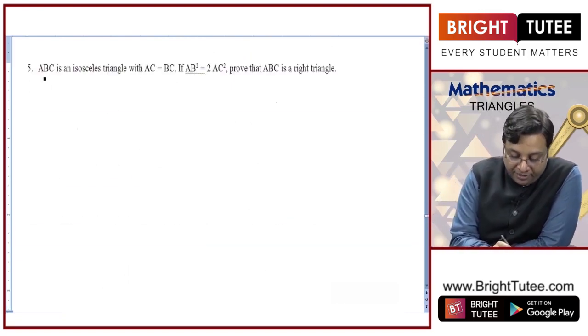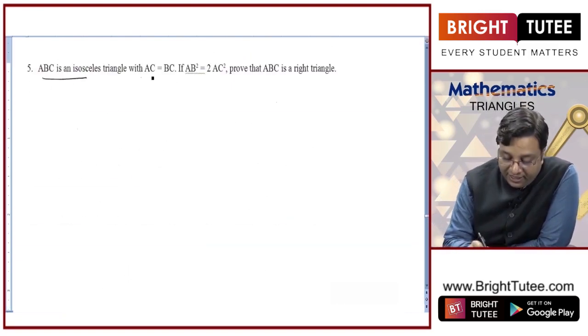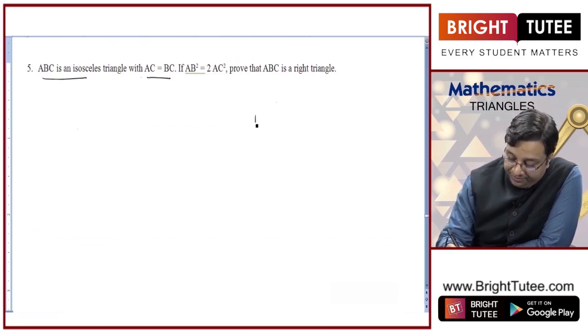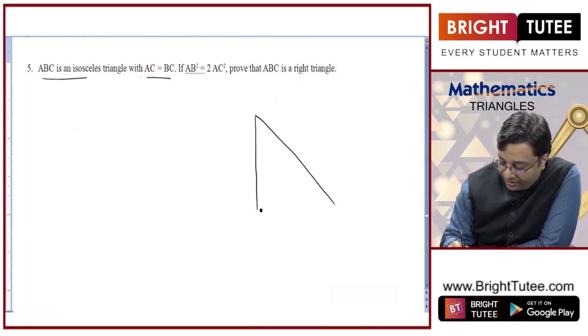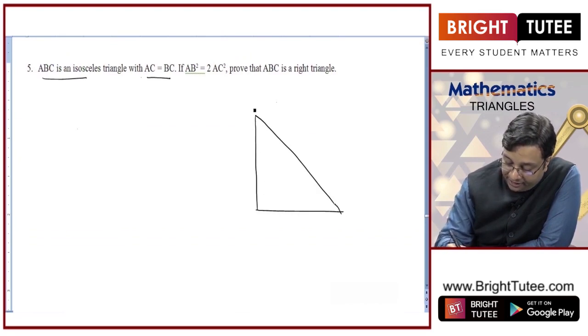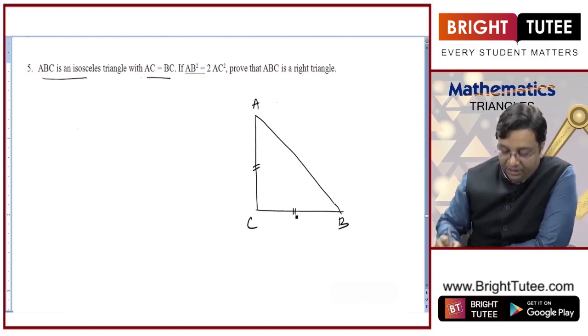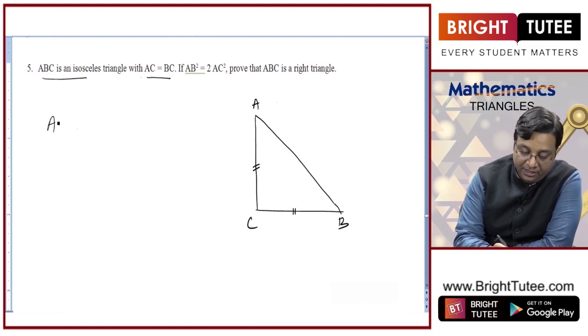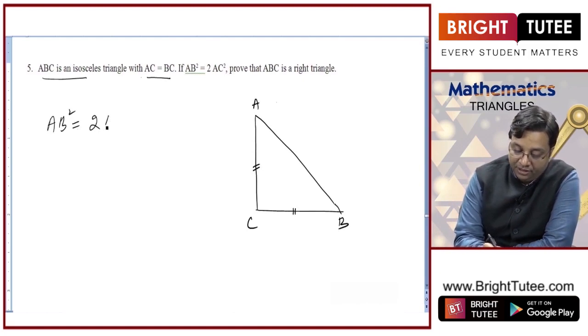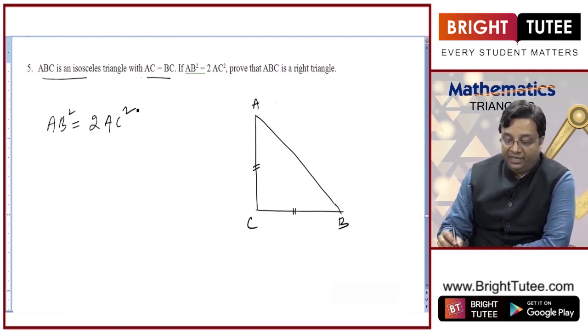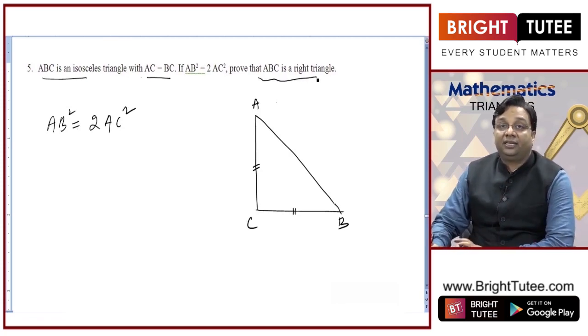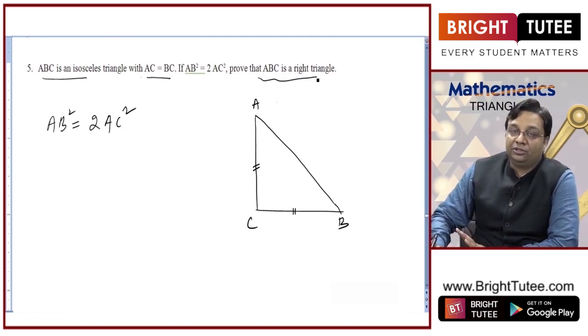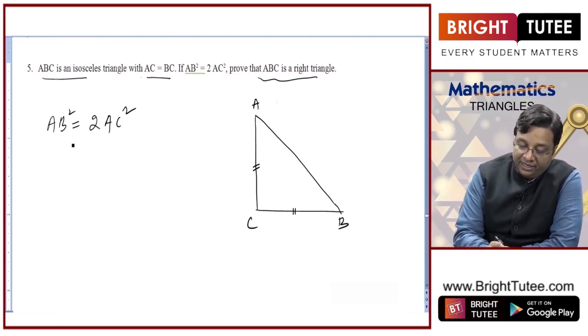Now, in this question, ABC is an isosceles triangle with AC equal to BC. So, let us make a triangle here such that AC is equal to BC, that is, this side is equal to this side, and AB square is given equal to twice of AC square, and we need to prove that this is a right angle triangle. So, if we can satisfy Pythagoras theorem in this triangle, then we will say this is definitely a right angle triangle. And how do we do that?